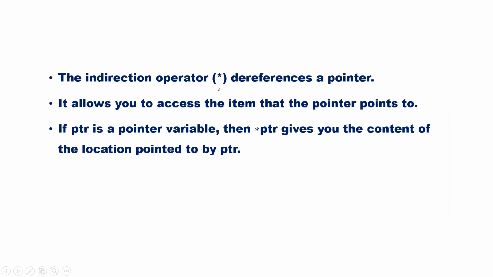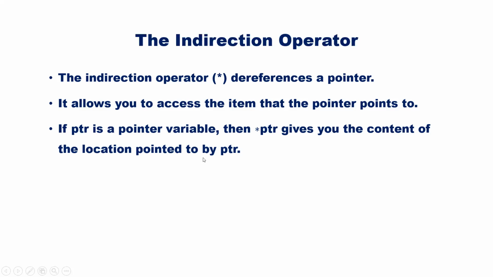The indirection operator star dereferences a pointer. So it is also known as the dereference operator. It allows you to access the item that the pointer points to. If ptr is a pointer variable, then star ptr gives you the content of the location pointed to by ptr.